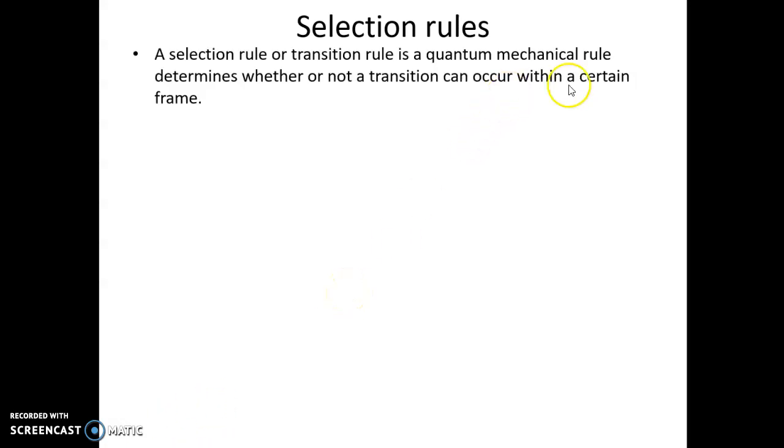The last thing that affects the intensity are the selection rules. Selection rules or transition rules, they are quantum mechanical in nature. So it's a rule that determines whether a transition is allowed or not in a certain frame. What we mean by in a certain frame is that the selection rule that applies in vibrational spectroscopy may not necessarily be the selection rule that applies within rotational spectroscopy.